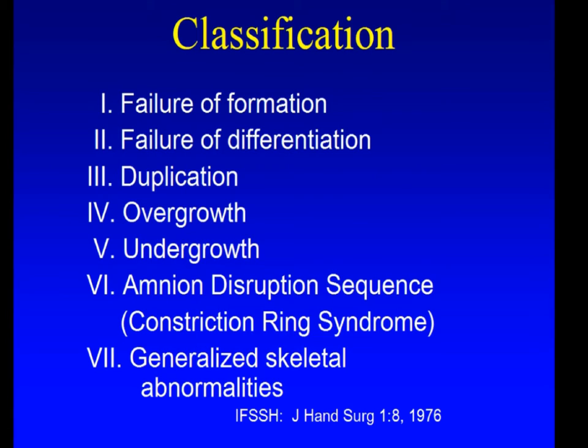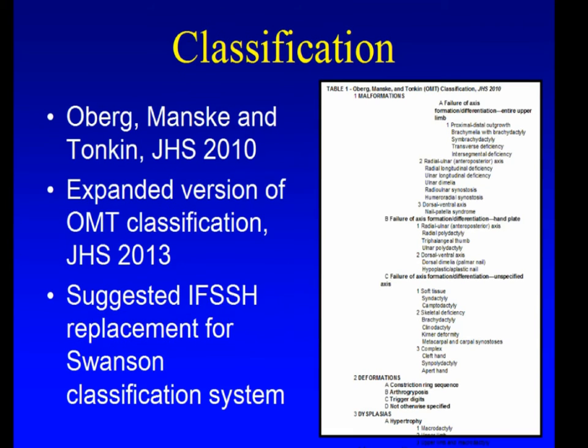The old classification system was the one proposed by Swanson back in the early 70s and adopted by the IFSSH, broken down into these different categories. However, this really wasn't based on any type of genetic influence or even structural understanding of these malformations. So they just kind of lumped together what they thought went together. So it wasn't a very great system in terms of prognosis or treatment.